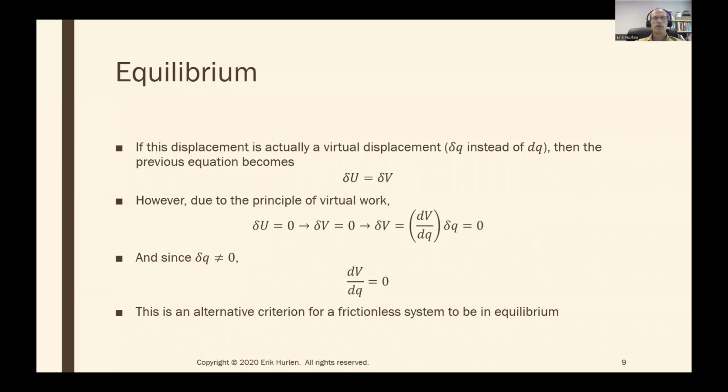To be consistent with the previous day's material on virtual work, again here we're only considering virtual displacements from q1 to q2, therefore delta U equals delta V, and again the principle of virtual work means that this change in energy, delta V, should be 0, which means that the derivative of the potential function must be 0, or dV/dq equals 0. So an equivalent criterion for a frictionless system to be in equilibrium is that the derivative of the potential function be 0 at that point. This is where it is nice to have the potential function be a function of a single coordinate q. If this were not the case, we would have to deal with partial derivatives.